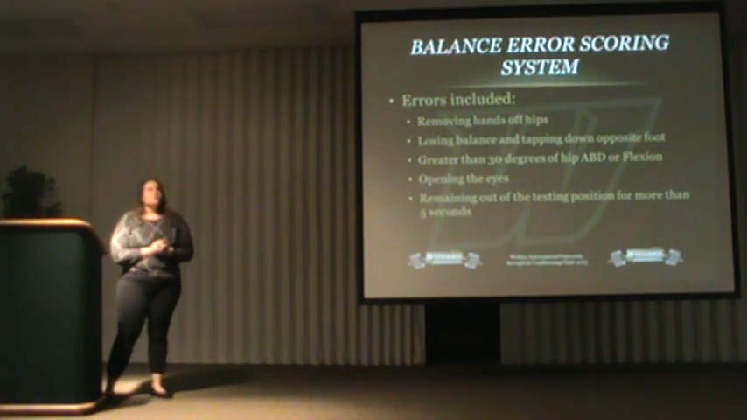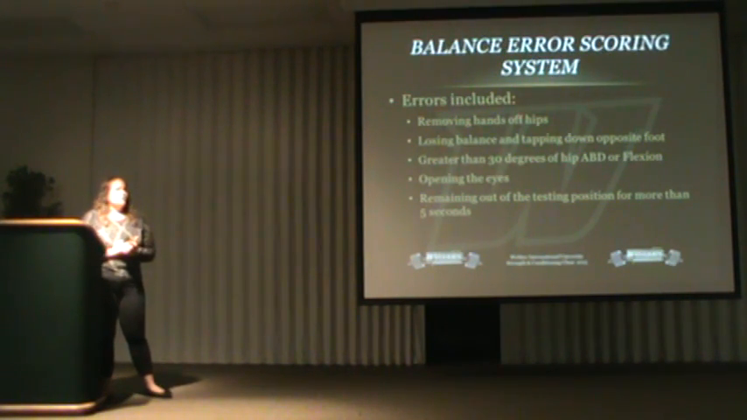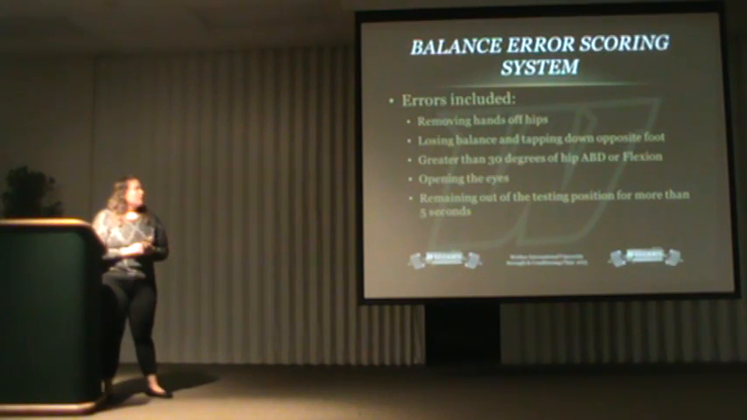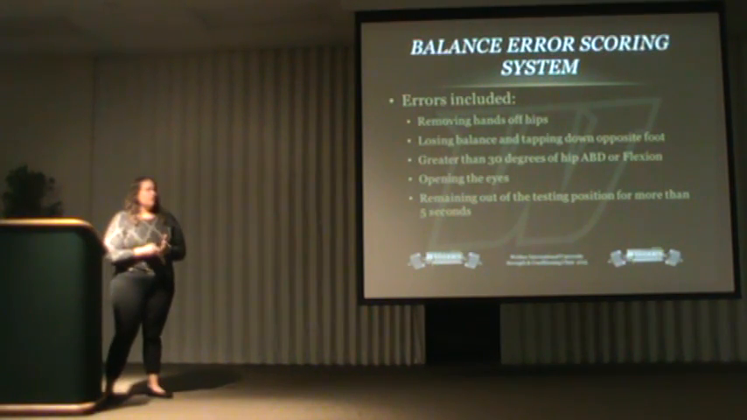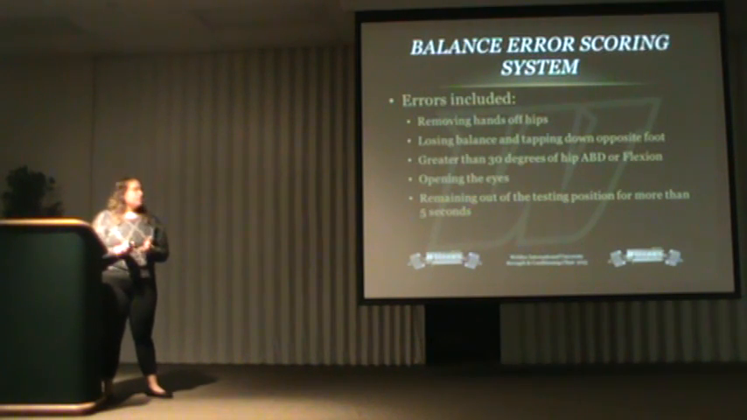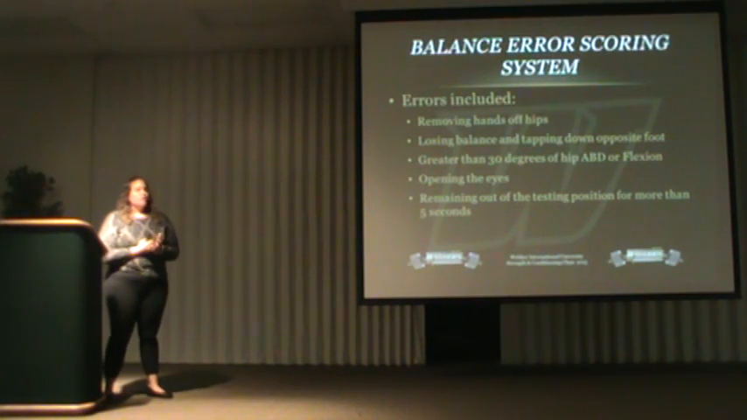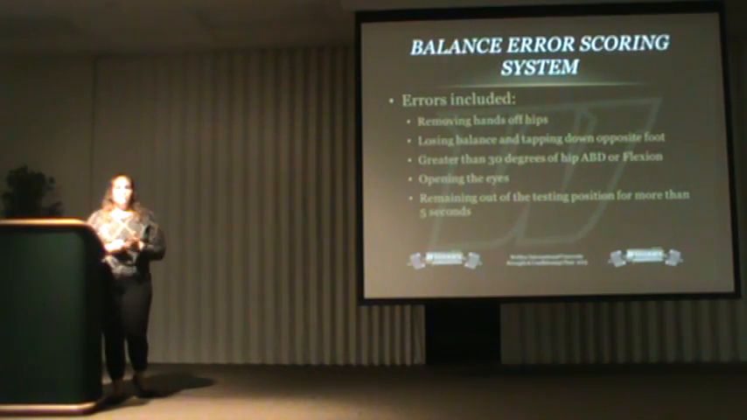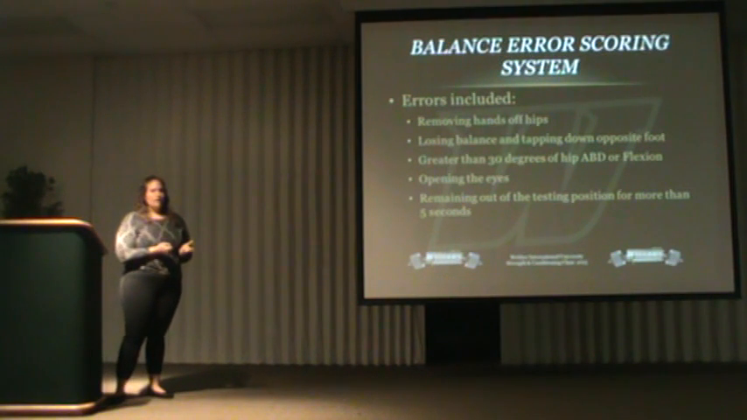So the errors included removing your hands off of your hips, losing balance and tapping down the opposite foot, going into greater than 30 degrees of hip abduction or flexion, opening your eyes, or remaining out of the testing position for more than 5 seconds. So if they fell out of the testing position, they had to get right back into it within 5 seconds, or that counted as another error.